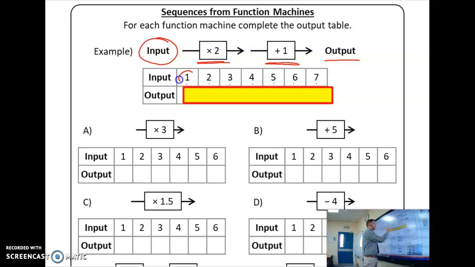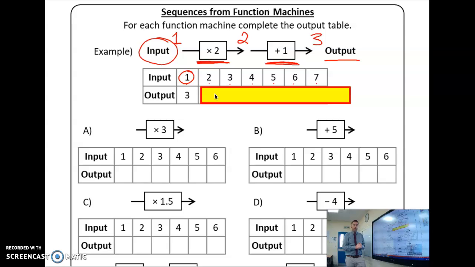So the first number in, our first input, is 1. We multiply it by 2. Well, 1 times 2 is 2. Then add 1. So if I have the number 1 in here, times by 2, we get 2. Then add 1, I get 3. And that is my output. So in there, I'm going to put the number 3.